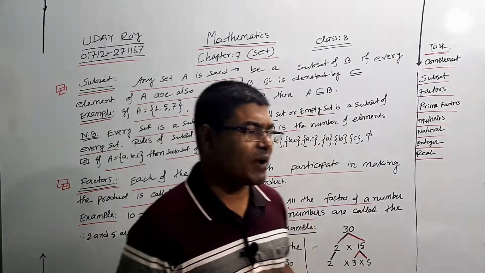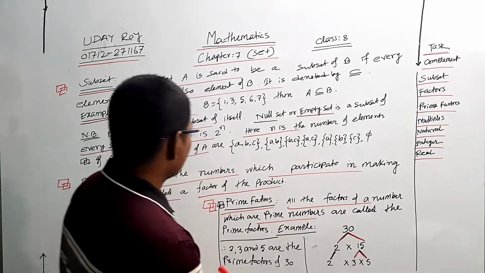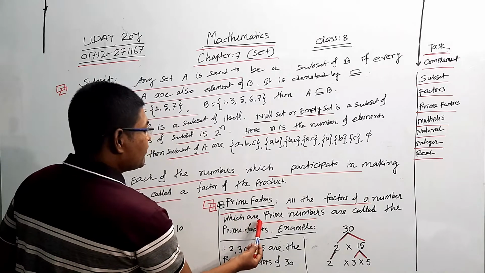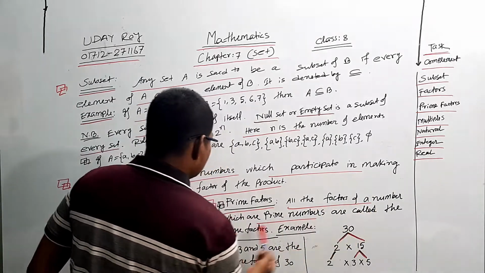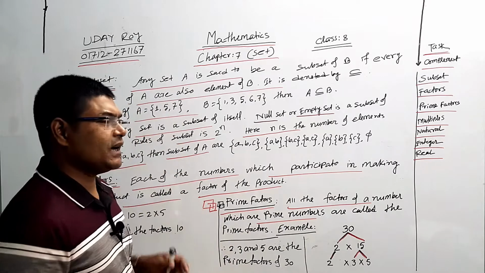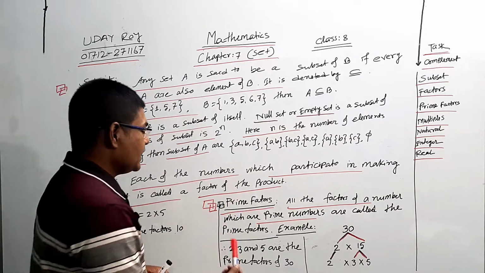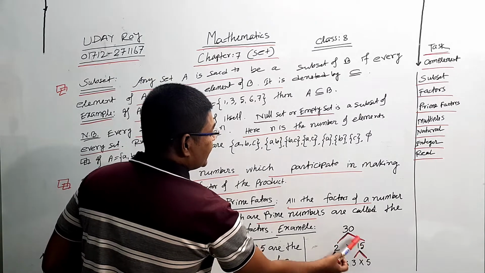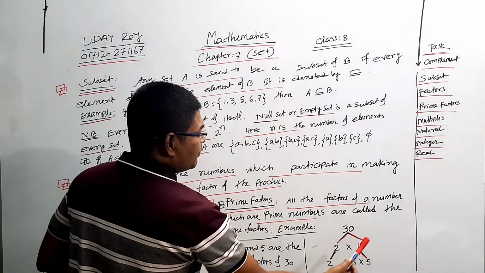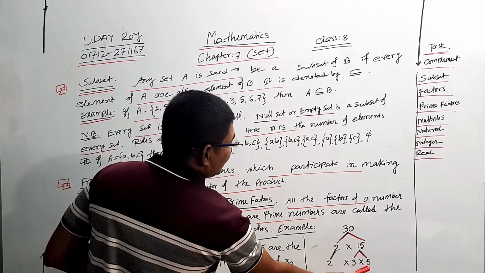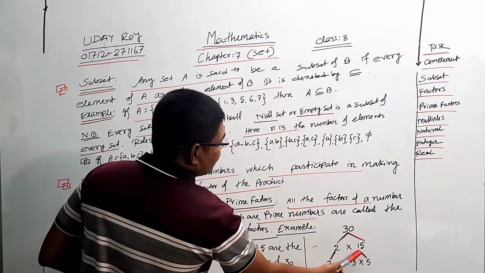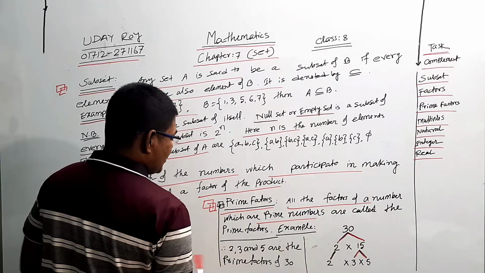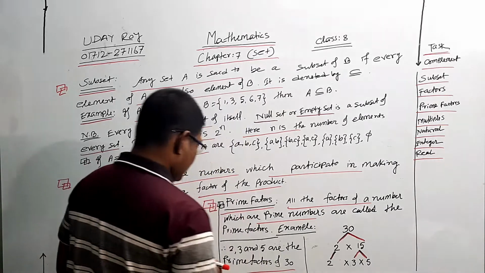Okay, let's come back. What are prime factors? All the factors of a number which are prime numbers are called the prime factors. You can see an important example. If we break 30, we will get 2 into 15. 2 into 15 equals 30. And if we break 15, we will get 3 into 5. So here we have 2, and here we have got 3 and 5. Therefore, 2, 3 and 5 are the prime factors of 30.